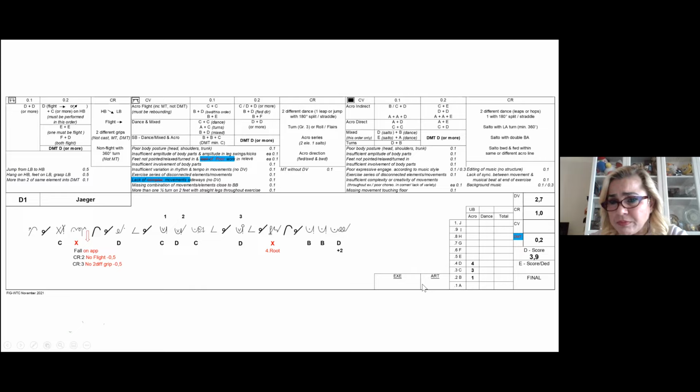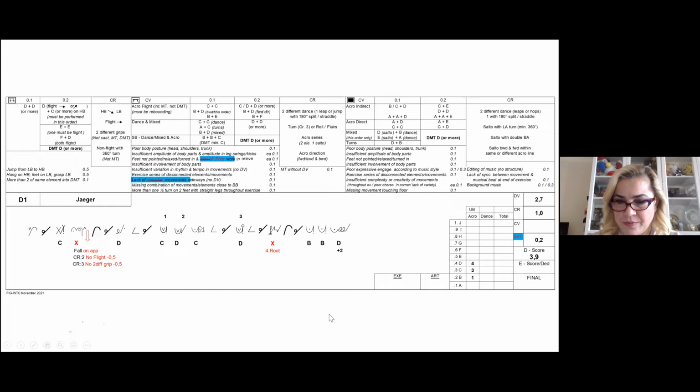The CR is only one, because unfortunately here, when she fell on the apparatus, not grasping the hands first, she didn't receive the flight element on the same bar, composition requirement number two, and she didn't receive composition requirement number three, which is the two different grips. That's why we have only composition requirement 1 point, and we have no connections, but for dismount 0.2, and the total D score is 3.9. I hope you are okay with your evaluation and agree with us. If you are okay, we can move to the second routine for today for the score evaluation.